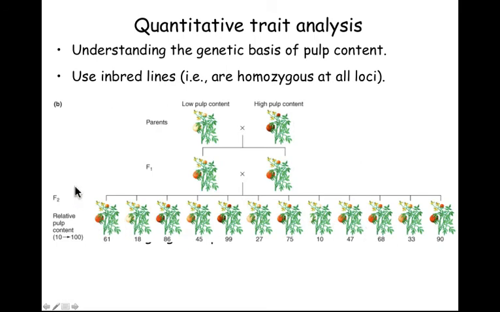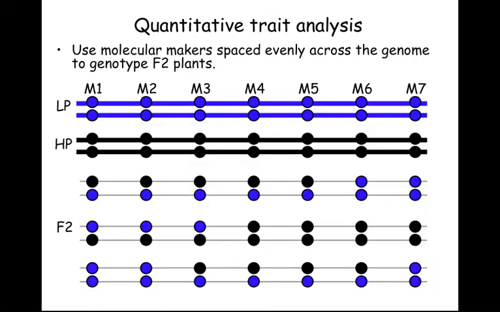So if you were to plot these out and try to look at the distribution as to whether you can see an easy segregation amongst these pulp contents, you probably can't. You're not going to see 3-to-1 segregation because it's not just one gene. It might be 2, might be 3, might be 5, might be 10. So how do we go about identifying genes out of this mess then?